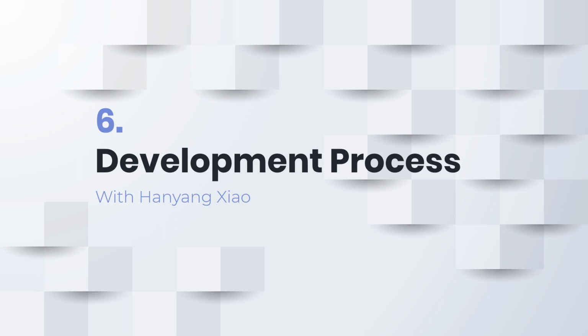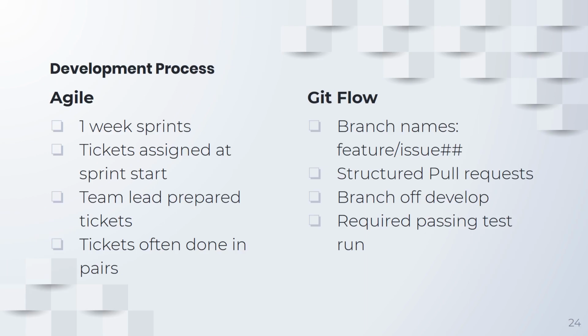Hi, I'm Hanyang. I'm here to talk about our development process. Our sprint is once a week. It usually starts on Monday and ends on the next Monday. Before each sprint starts, the team leader prepares all tickets for this sprint in advance and assigns them to the team at the start of this sprint. In order to complete the work more efficiently, we often finish the ticket in pairs so that we don't have to worry about someone not very familiar with this ticket.